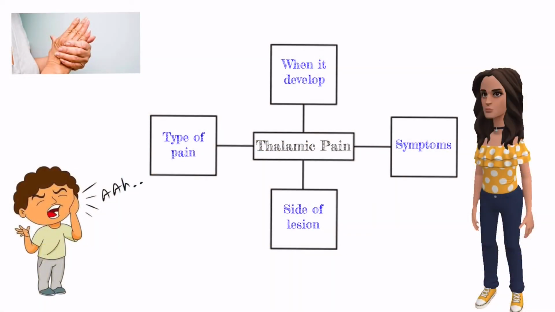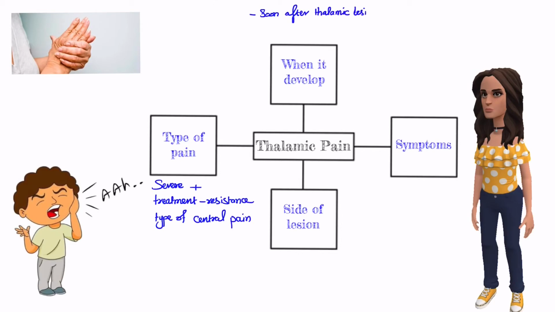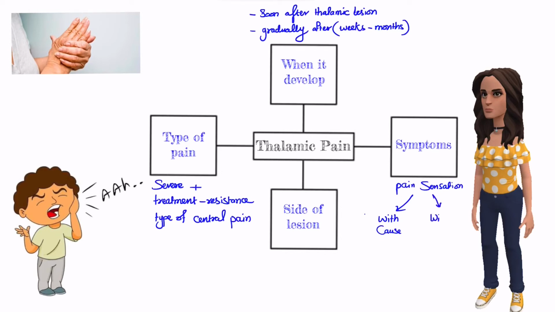Thalamic pain is a severe and treatment-resistant type of central pain that may develop soon after the thalamic lesion or may only gradually evolve after weeks to months following the episode. It's an exaggerated, unpleasant, or painful sensation resulting from mild cutaneous stimulation, called hyperalgesia, or in some cases, causalgia, a spontaneous pain with no apparent stimulation, can occur.